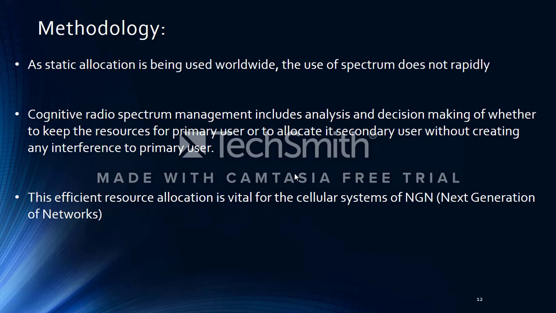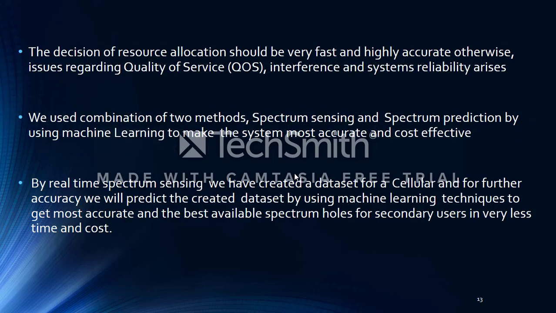Methodology. As static allocation is being used worldwide, the use of spectrum does not change rapidly. Cognitive radio spectrum management includes analysis and decision making of whether to keep the resources for the primary user or to allocate them to the secondary user without creating any interference to the primary user. The efficient resource allocation is vital for the cellular system of the next generation of networks. The decision of resource allocation should be very fast and highly accurate, otherwise issues regarding quality of service, interference and system reliability arise.